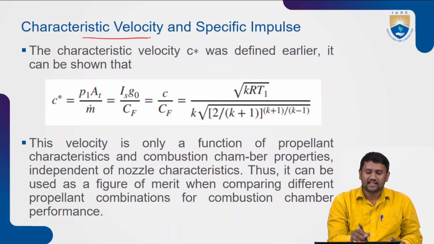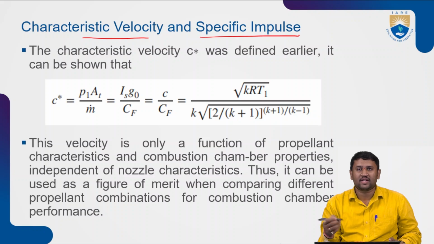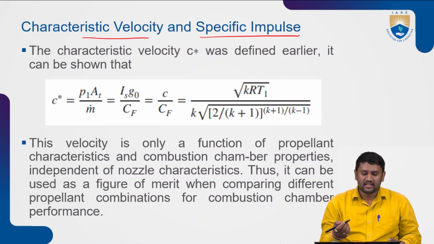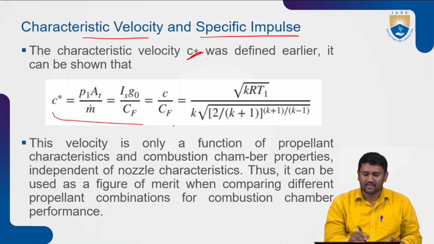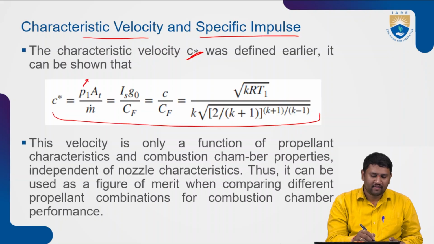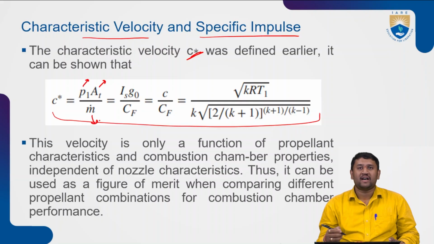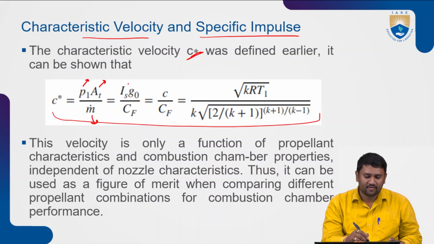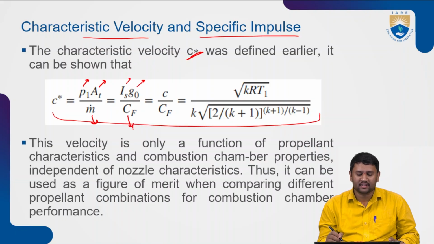Now, the next component for nozzle characteristics is defined as characteristic velocity or specific impulse. The characteristic velocity, that is C star, was defined earlier and can also be shown in this form, where P1 is my chamber pressure, AT is my area of throat, and M dot is my mass flow rate, which can be rewritten in terms of rocketry: specific impulse, gravitational constant, and thrust coefficient.